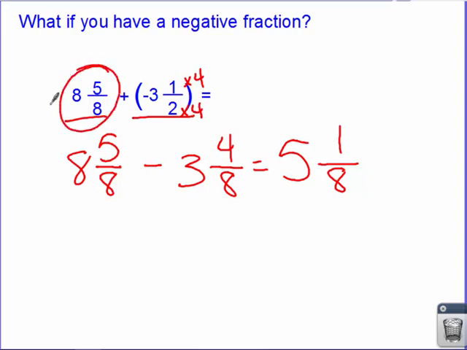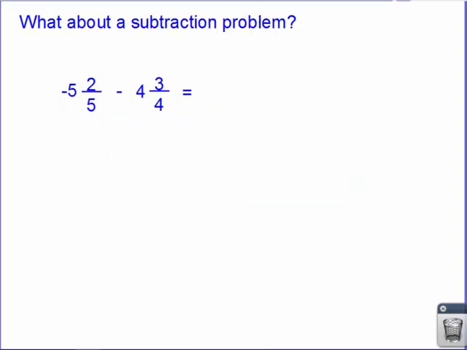The 8 5/8 is the farthest from 0, so it's a positive 5 1/8. Okay, so let's try another one like this. Now we've got positives and negatives, but we have a minus problem. In this subtraction problem, we've got to remember to change subtraction to addition, next number to its opposite.